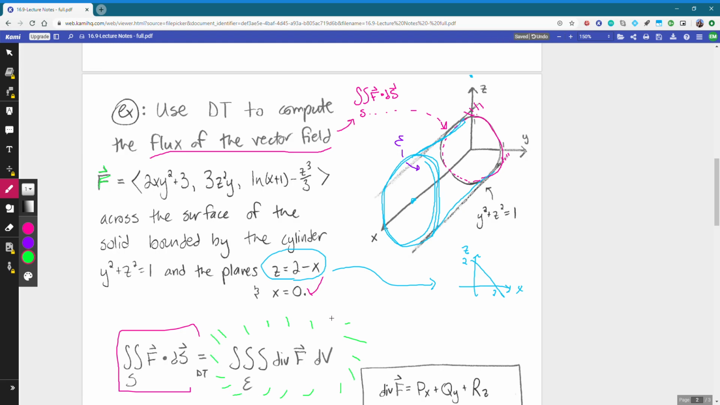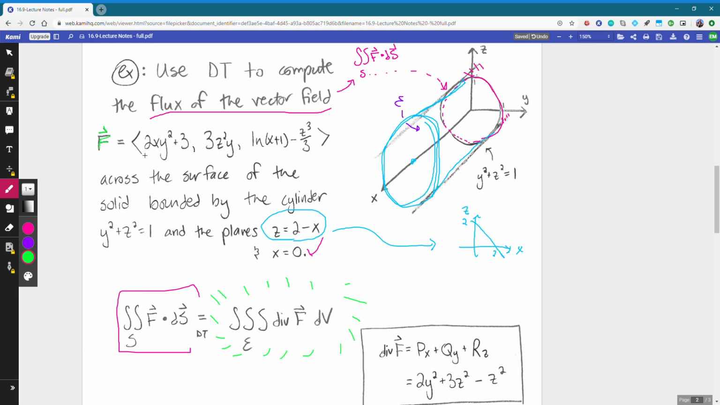And so we just need to figure out the different pieces, the divergence of our vector field, and then set up our limits of integration and crank through it. And so let's work through that. The divergence here of our vector field, just using our formula. So our x component's partial with respect to x. The x will just go away. We're left with 2y squared. Y component's partial with respect to y, we're just going to get 3z squared. And then our z component with respect to z, the natural log weirdness goes away, and the 3 will come down and cancel, we'll get minus z squared.